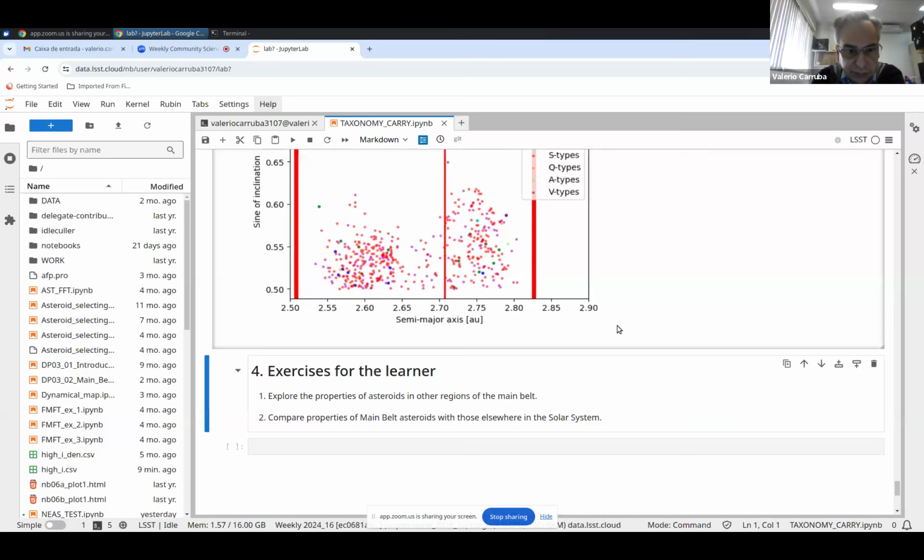For instance, we can take the highly inclined inner main belt, outer main belt, or other regions whatsoever of the main belt. We can also compare the taxonomical property of main belt asteroids with objects in other regions of the solar system. Application could be applying this method to the Trojan asteroids of Jupiter, for instance, the Hilda population, which is in a resonance with Jupiter between the main belt and the Trojan asteroids, and so on and so forth.